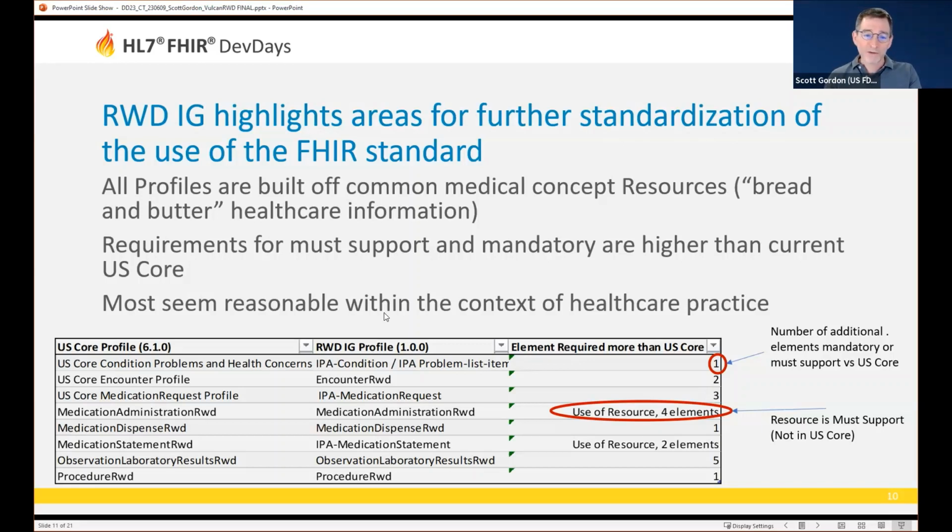And here you can see where there's a number of additional elements that are either must support or required, or in two cases, medication administration and statement, where the use of the resource itself is already above and beyond what US Core asks for. So we've called this aspirational, and we'd like this also to be the start of a discussion where it's actually something actionable.